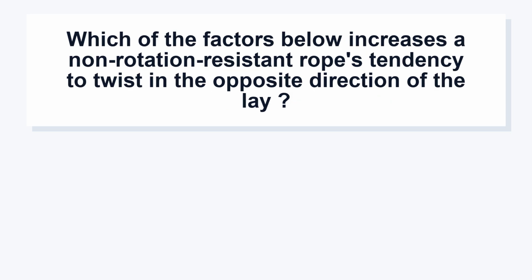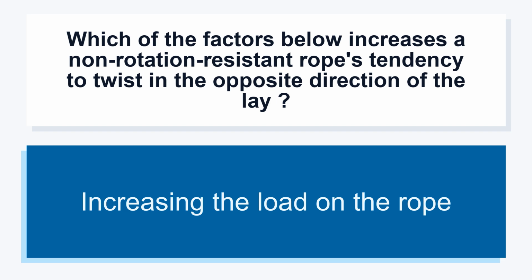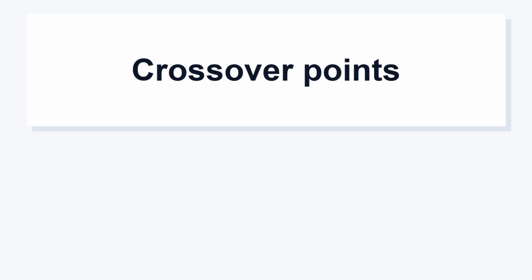Which of the factors below increases a non-rotation resistant rope's tendency to twist in the opposite direction of the lay? Increasing the load on the rope. Crossover points.